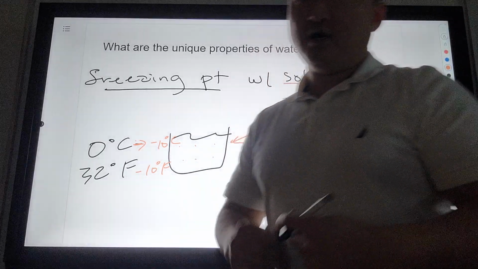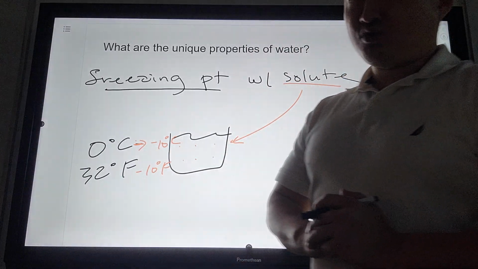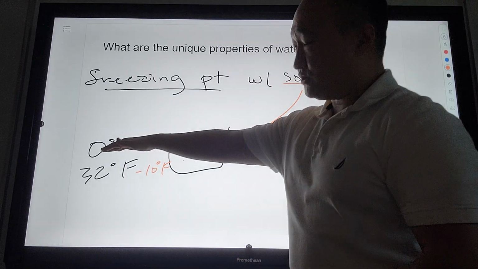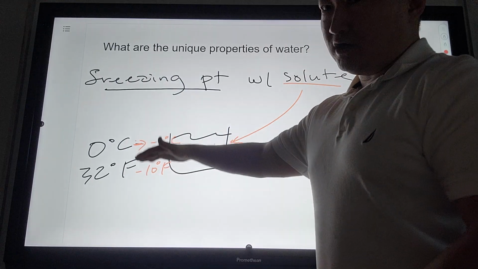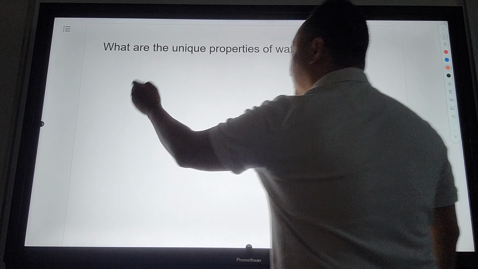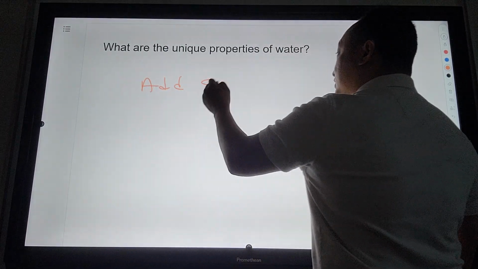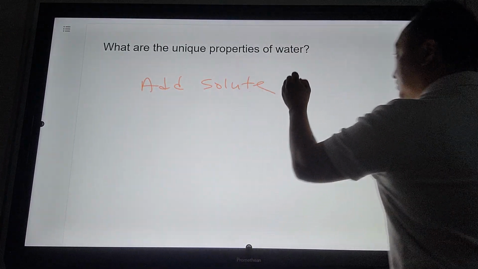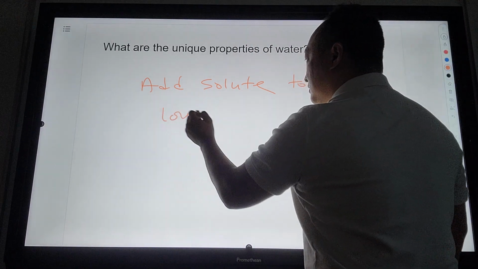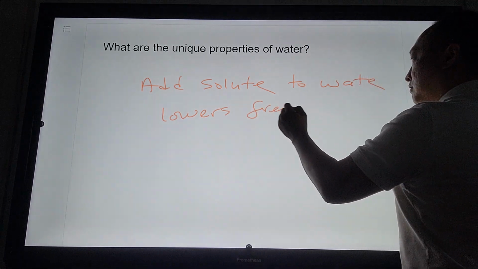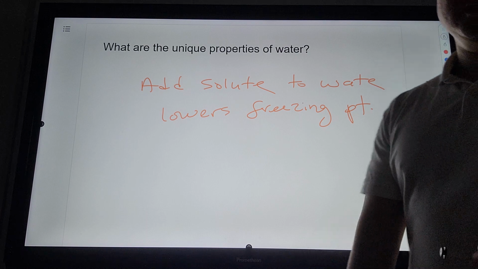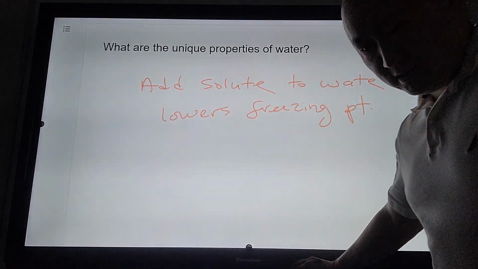That's the reason why we add salt to our roads in the winter, so ice does not form at its usual temperature. Rather, it stays a liquid. So what you need to know is adding solute to water always lowers the freezing point. All right, and you'll learn in chemistry why this is the case, but we're not going to get into that in this video.